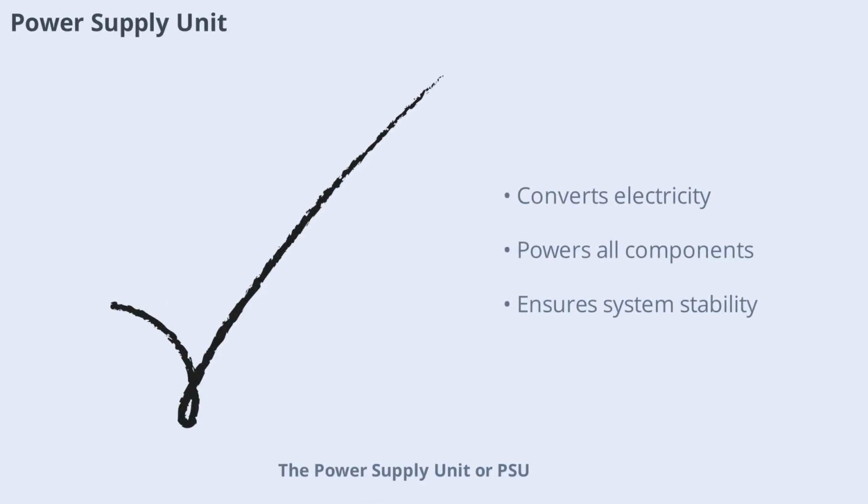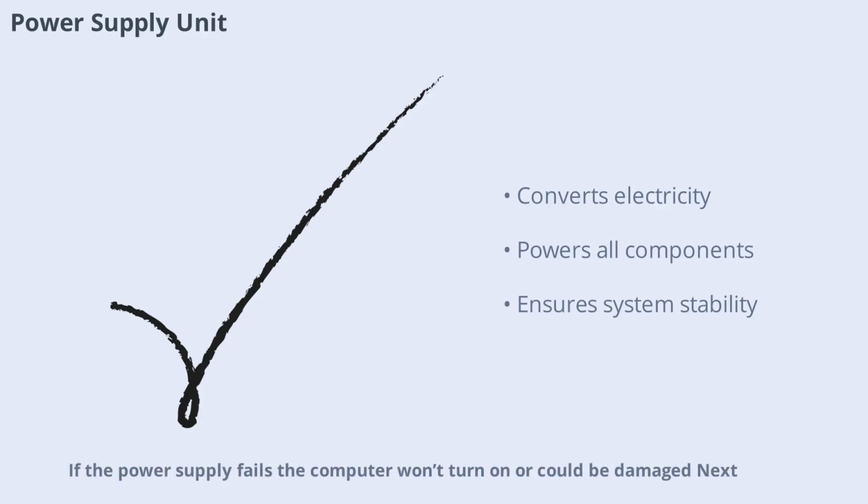Power Supply Unit, or PSU, converts electricity from your wall outlet into a form your computer can use. It distributes power to all the internal components, ensuring everything gets the right amount of energy. A reliable PSU is essential for system stability and safety. If the power supply fails, the computer won't turn on or could be damaged. Next, let's look at how your computer displays information, the graphics card.